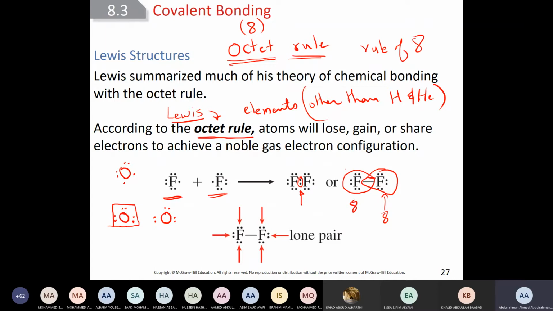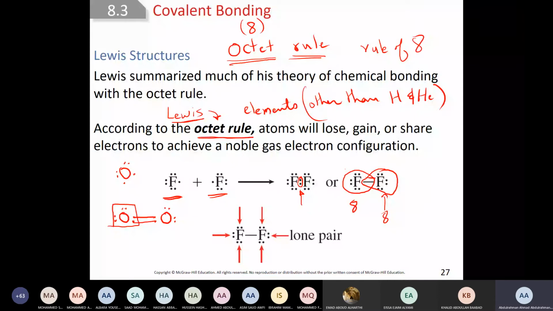6. And how many around this oxygen? 6 also. So how many electrons does it need to make the octet? 2 electrons. So what is going to happen? It will share them like this. And this way, if they share both electrons, both of them will take the other electrons from the other one.